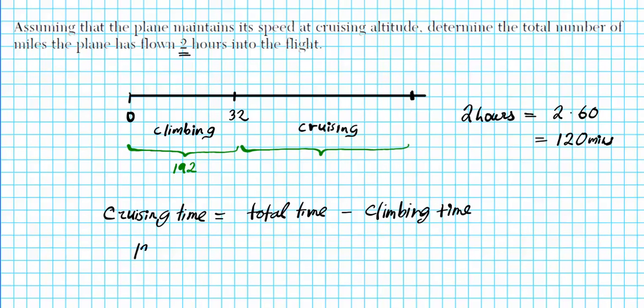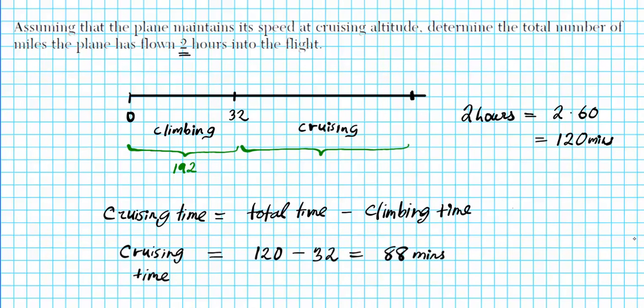So you have 120 minutes total time is equal, oh snap, I just did. Cruising time is what we are trying to find. So let's write it correctly. Cruising time is equal to total time, which is 120 minutes, minus the time spent climbing, which is 32. When you find the difference, you end up with 88 minutes.